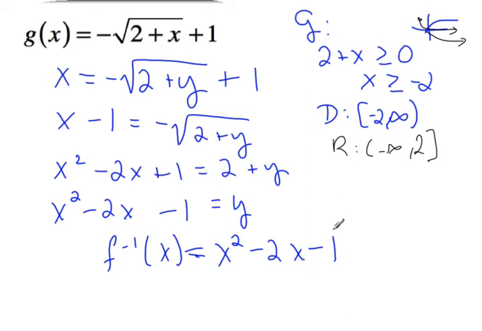Now, the range and the domain of my inverse are flipped. The domain of my inverse function has to be from negative infinity to 2. And the range of my inverse function has to be from negative 2 to positive infinity.